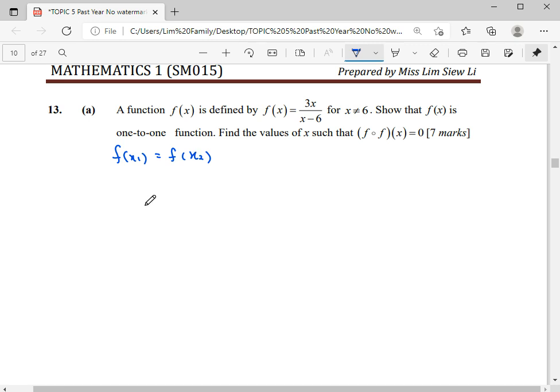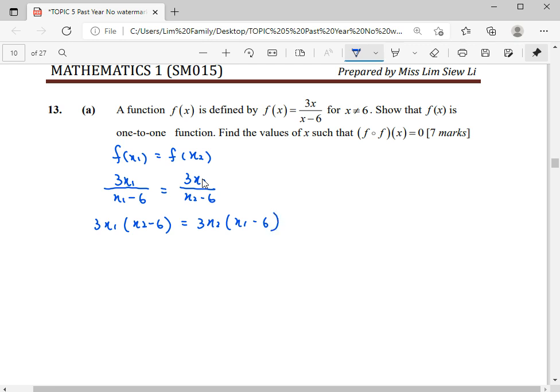Algebraic method means calculation. So we substitute our x1, it will become 3x1 over x1 minus 6, and here will be 3x2 over x2 minus 6. So we have to simplify, find out how we get all x1 at the left hand side. We do cross multiply here. So it will become 3x1 times x2 minus 6, equals 3x2 times x1 minus 6.